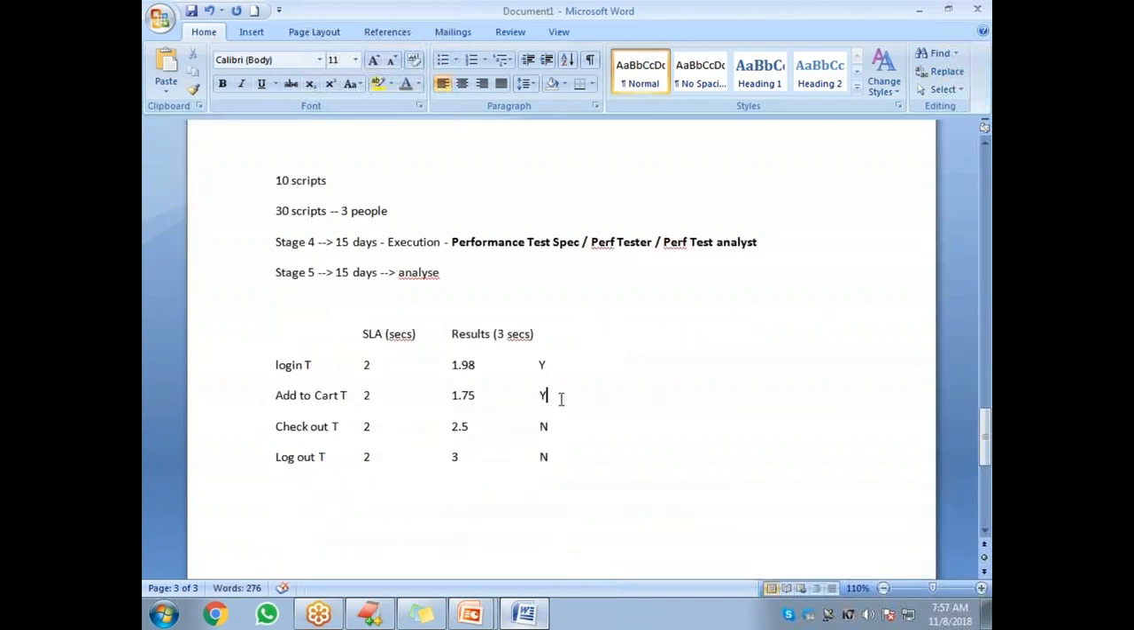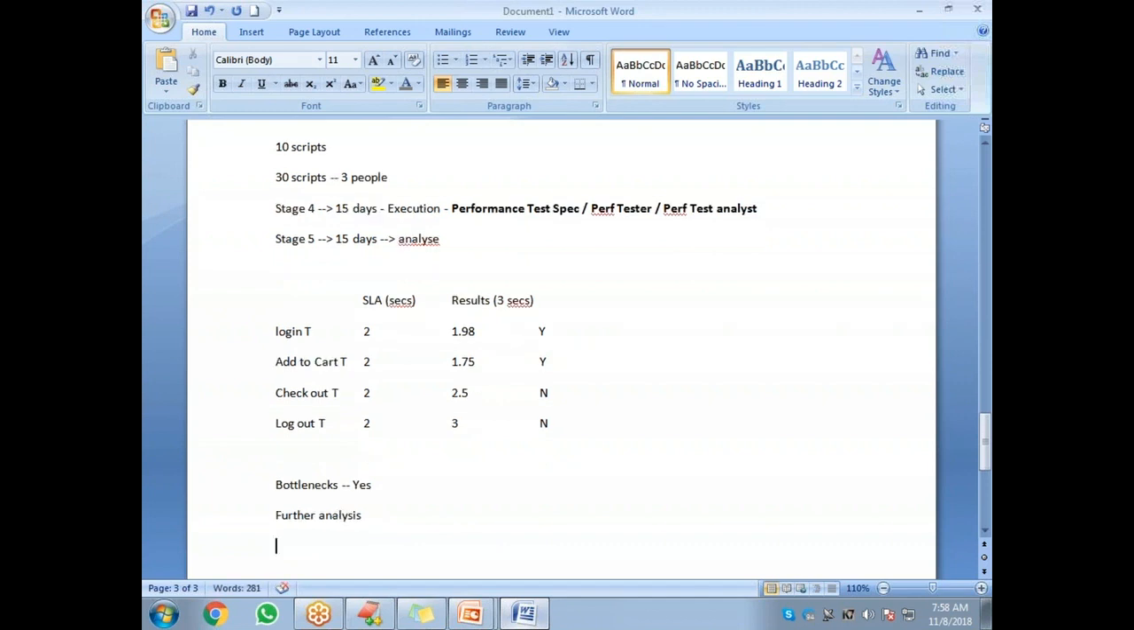Now you know that there are certain transactions which are meeting the SLA, and there are certain transactions which are not meeting the SLA. So are there bottlenecks in the system? Most likely, yes. Now you have to do further analysis. Further analysis means what? Where is the issue? Or in performance testing language, where is the bottleneck?